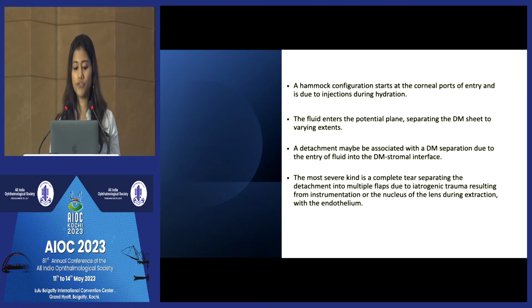A hammock configuration, which is usually seen on the slit lamp, starts at the corneal ports of entry and is due to injections or hydration. The fluid enters the potential space between the posterior stroma and the DM, separating the DM to various extents. The detachment may be associated with DM separation due to entry of fluid into the interface.